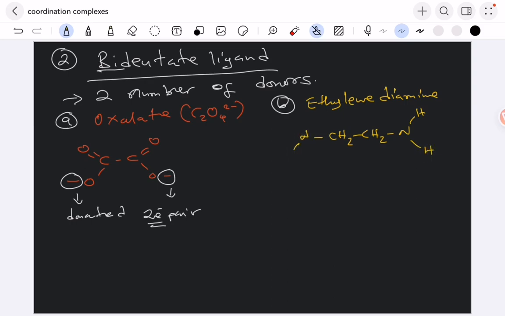So pairs like this, nitrogen. Then we have a pair of electrons there, and a pair of electrons. So these two can be donated. So this can donate a pair of two electrons. So ethylene diamine is an example of a bidentate. Then oxalate is also an example of a bidentate.